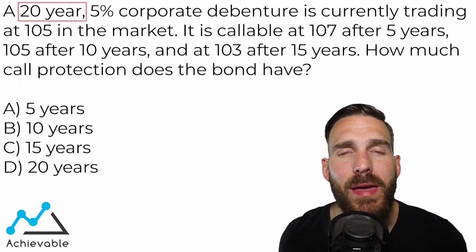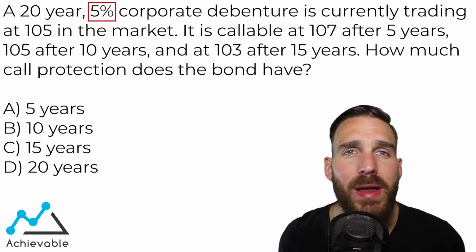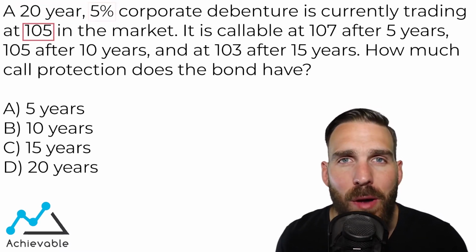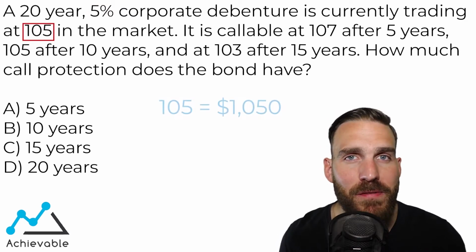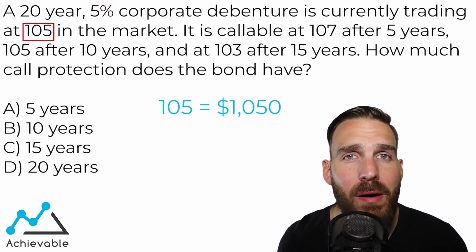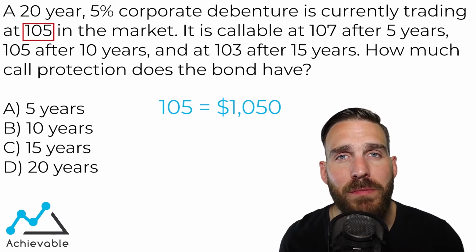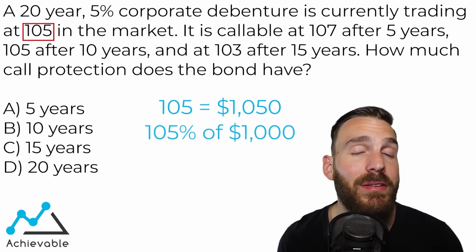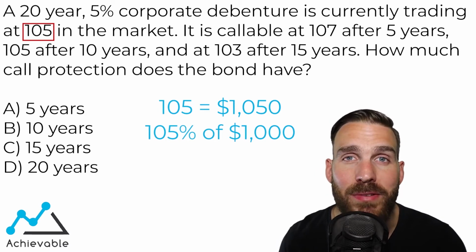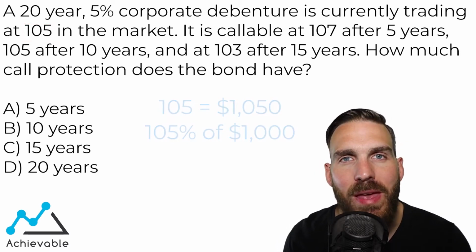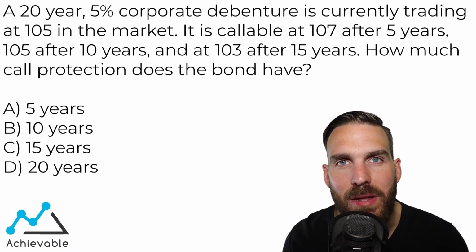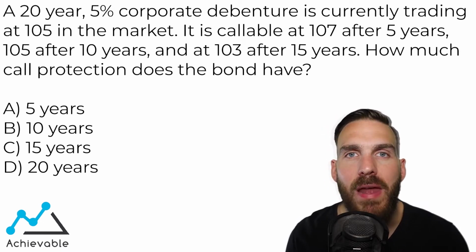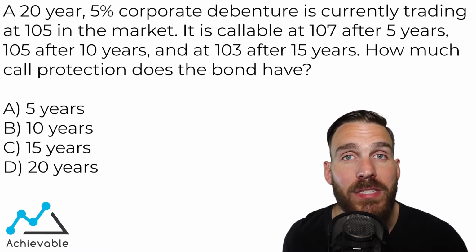We have a 20-year 5% bond that is trading in the market at 105. That 105 means it's trading at $1,050. As you probably already know, that 105 is a percentage of par quote, meaning that bond is trading for 105% of $1,000. Again, that would be $1,050. After that, we get several pieces of information that tell us when this bond can be called and at what prices, and there are 3 separate times.